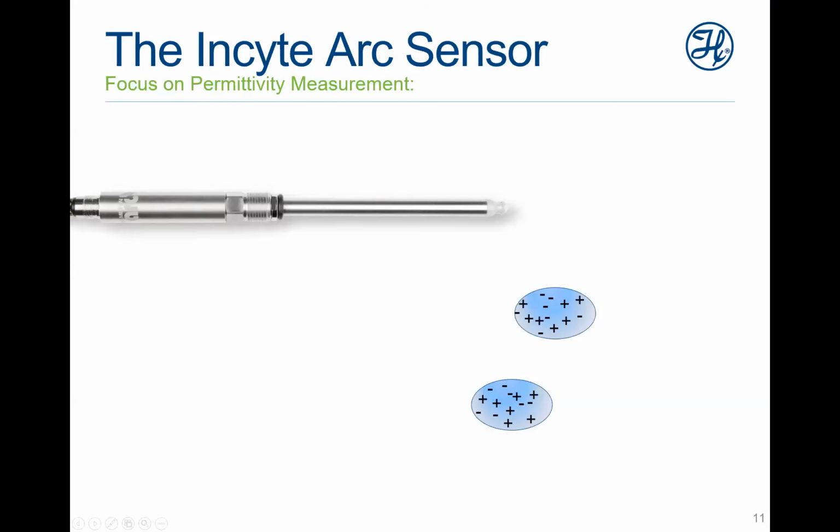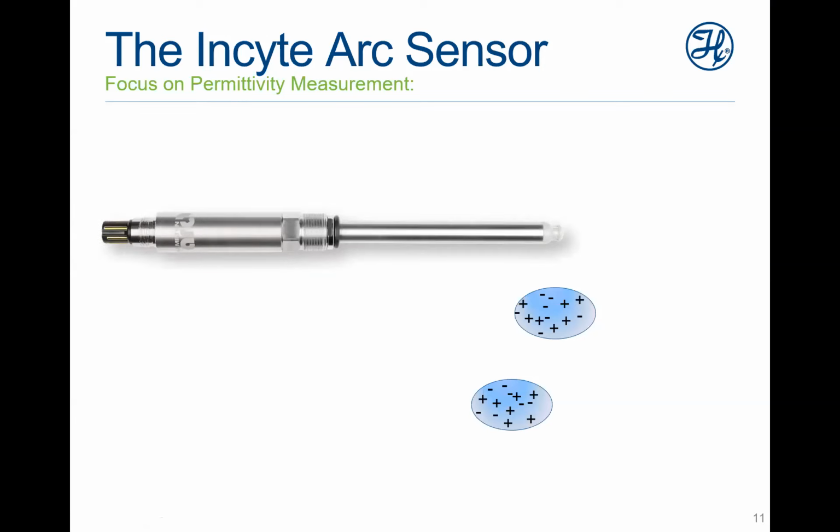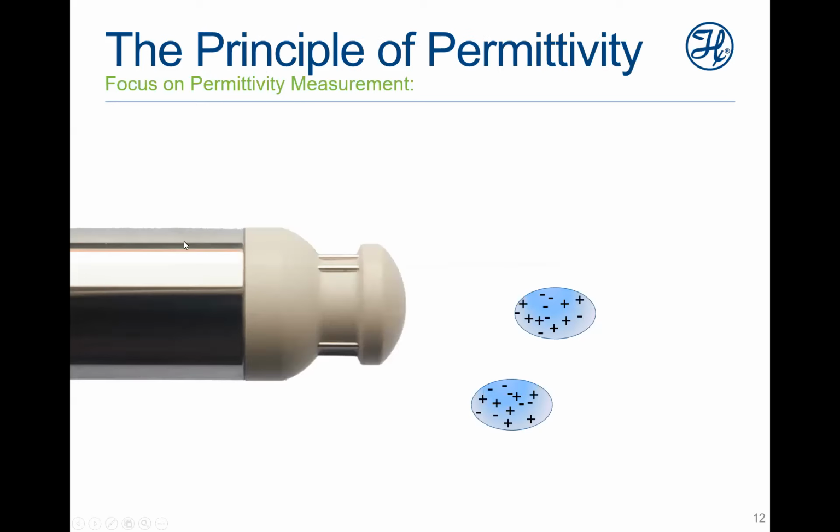This is the sensor. This is an Incyte Arc sensor. And here we have two little cells. And in the cells, this plus and minus, we have dissolved salts. So positive or negative charged ions, particles in the cytoplasm of the cells. And we have a random distribution of these particles. And let's see in detail.